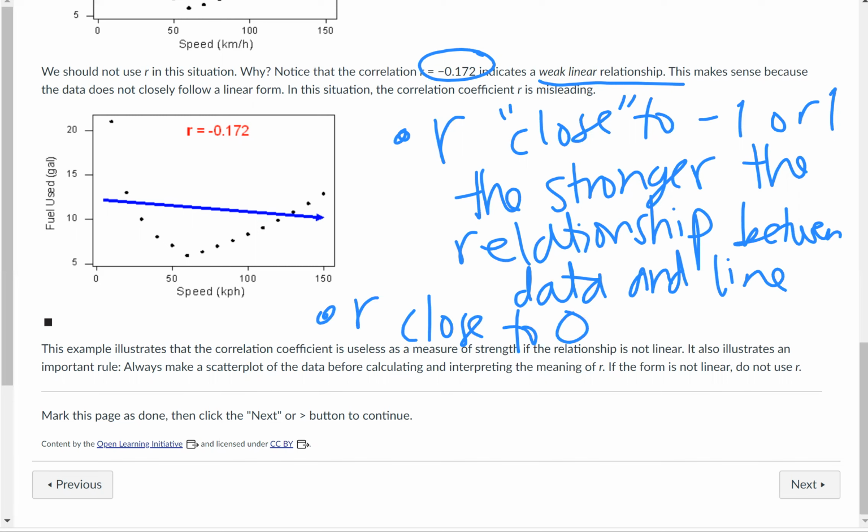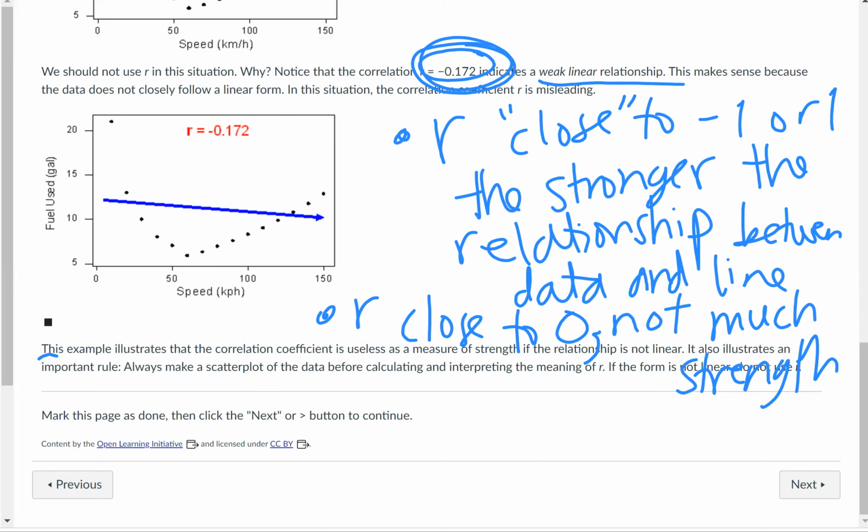if it's a negative number that's close to 0, kind of like this R that we have in this example, or if it's positive, doesn't matter, it's not much strength. That means the linear relationship doesn't really work very well. Not much strength. This example illustrates that the correlation coefficient is useless as a measure of strength if the relationship is not linear.